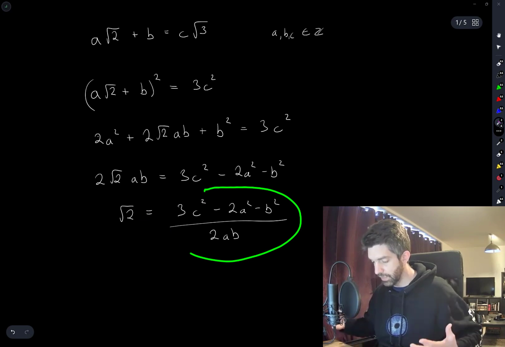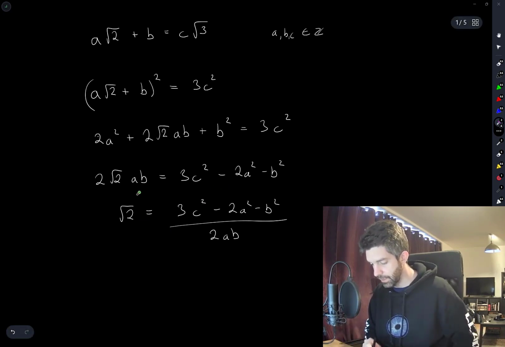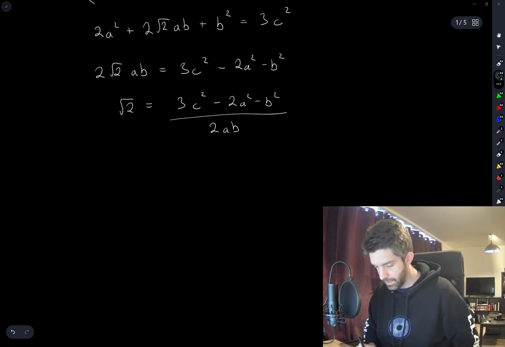Okay, so this is a contradiction because this is irrational, but the way it's written, it looks like a rational number. The only way we can avoid this contradiction is if a times b is equal to 0, meaning we're not actually allowed to divide by ab. So this says that a is equal to 0, or b is equal to 0, or both.